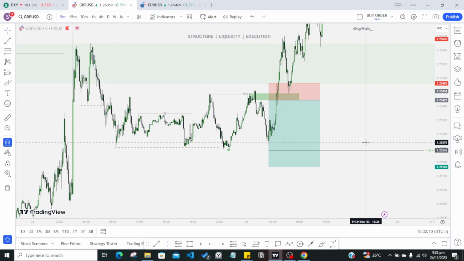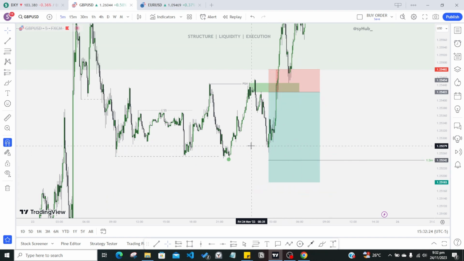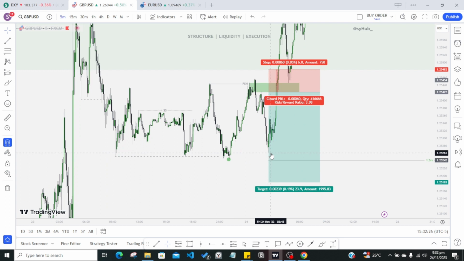After price sniped my entry here, there were just a few pips remaining for it to get to my overall target, which is 1:3 risk to reward. Then price reversed and hit me out at break even.